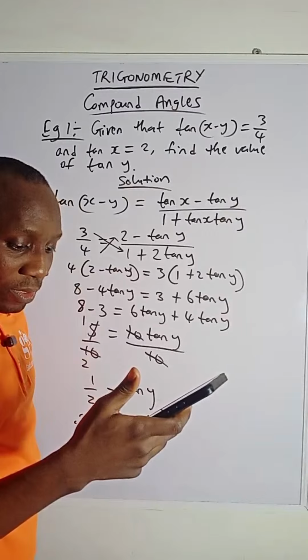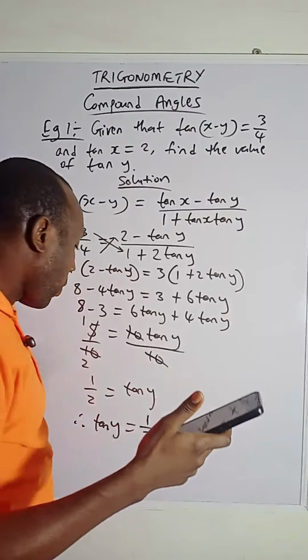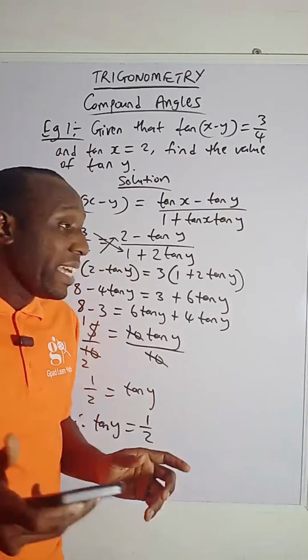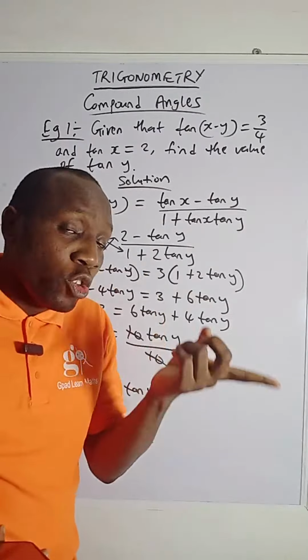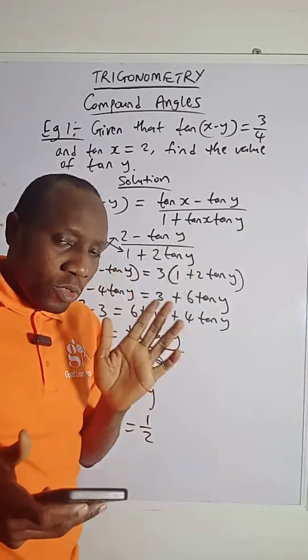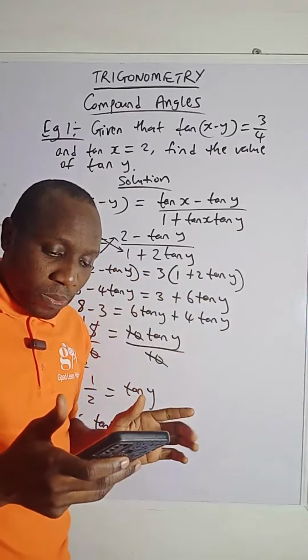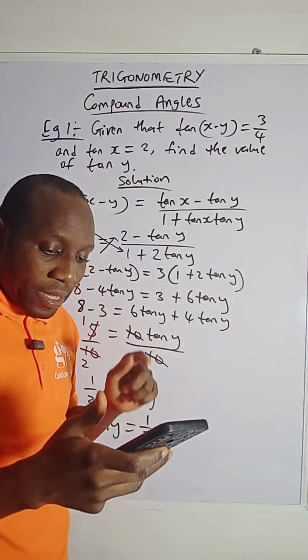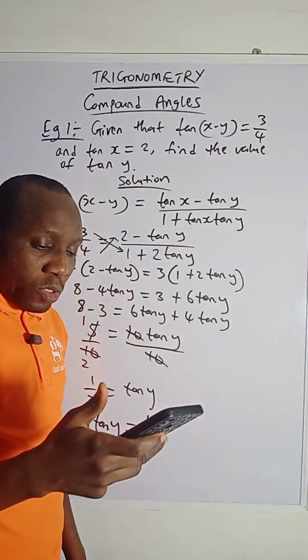Yes, they asked for tan y, so I stopped there. Of course, you're meant to stop there. They didn't tell you to find the value of y. So you must stop at where they ask you to stop. I like that, Jugu. I like that. It is correct.